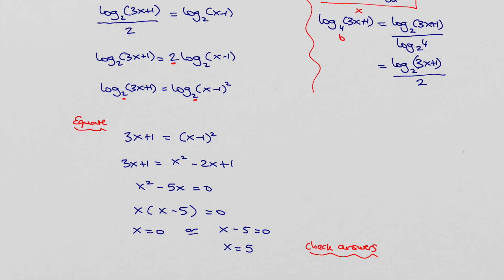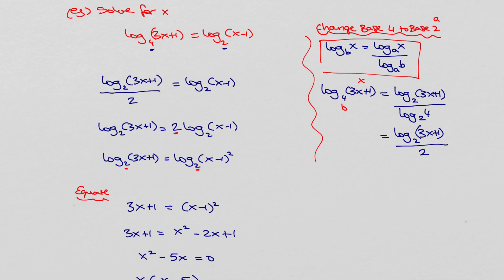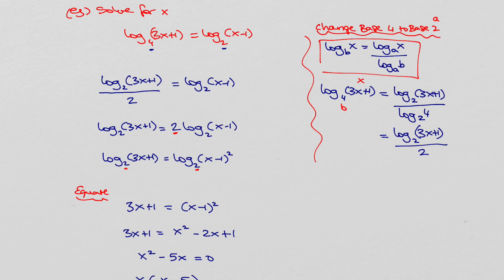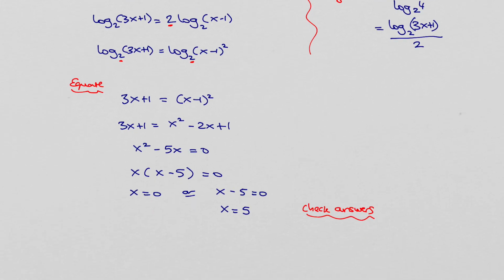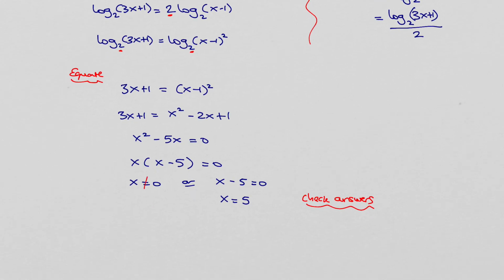So if I go up to what I originally started with, if I have x is 0, that gives me log of 0 plus 1 to the base 4, so log 1. But on the right-hand side, if I have x equals 0, well, that leaves me with log of minus 1 to the base 2. And I cannot have a negative log, which means I must discard x equals 0. That gives a negative log.